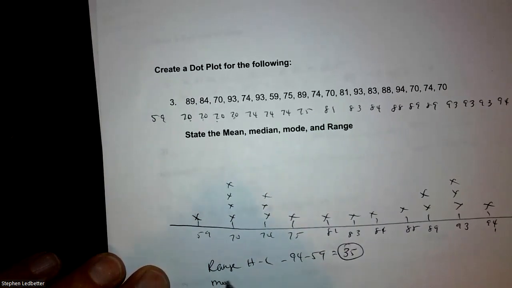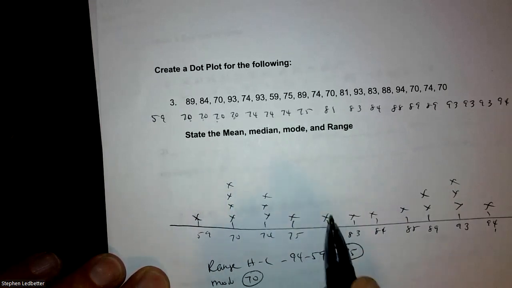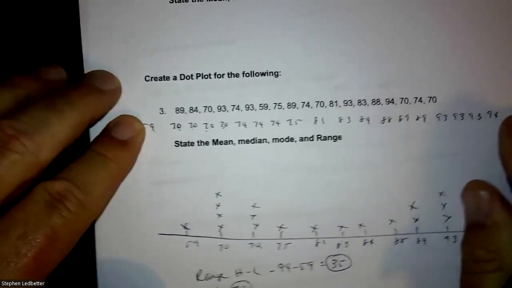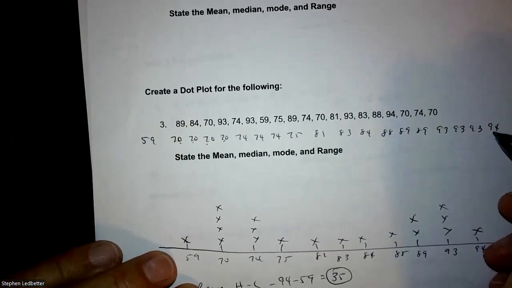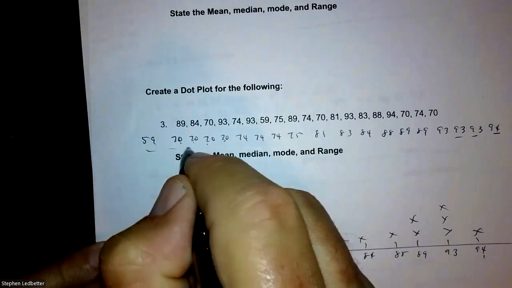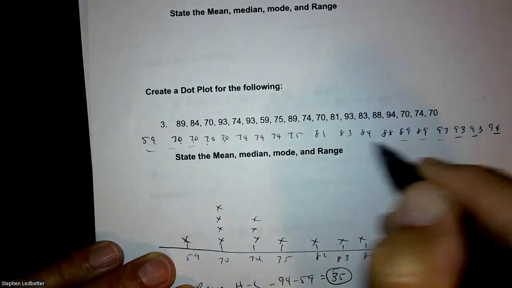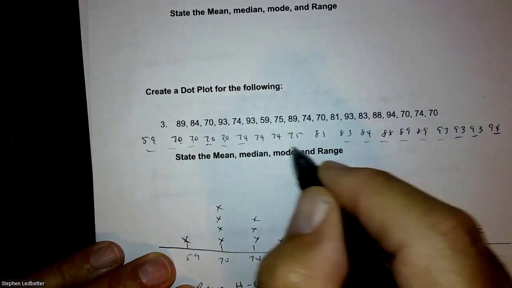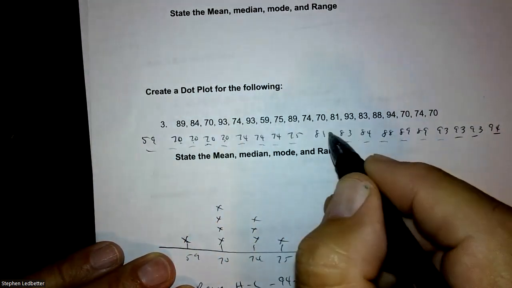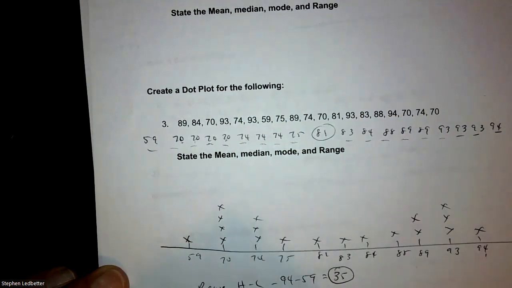All right, my mode is the number I see the most. You look which one has the most X's, and it looks like 70. Median is the middle number. And again, since these are so nicely placed, you can just go through here and find the middle number. You can do the same thing we did before. 1, 2, 3, 1, 2, 3, and so on. And look, it looks like 81 is my number. All right. And so that looks about right.